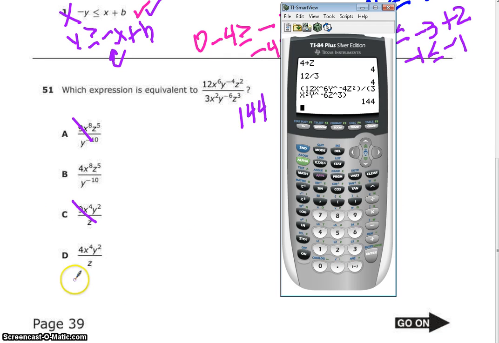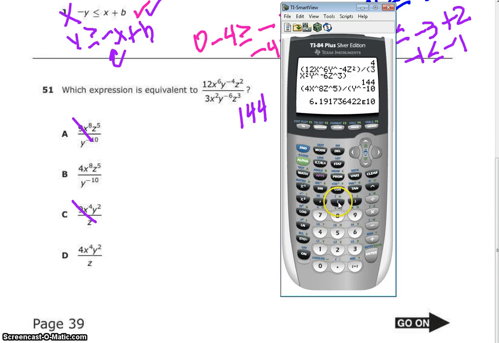So now let's do B. I'm going to do open 4x^8 alpha z^5, close, divided by open alpha y^-10, and I get something really weird. So I'm thinking that's not it.